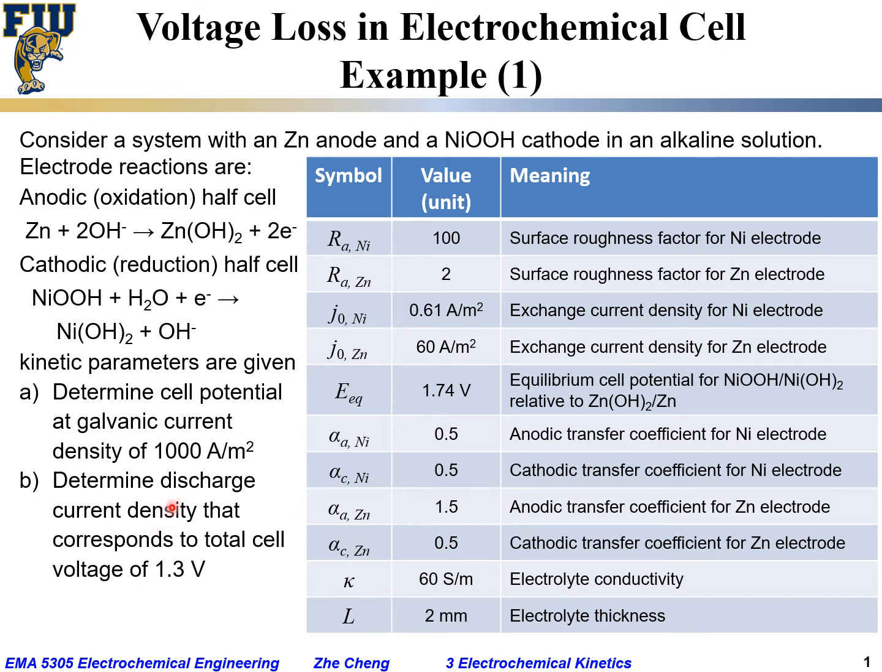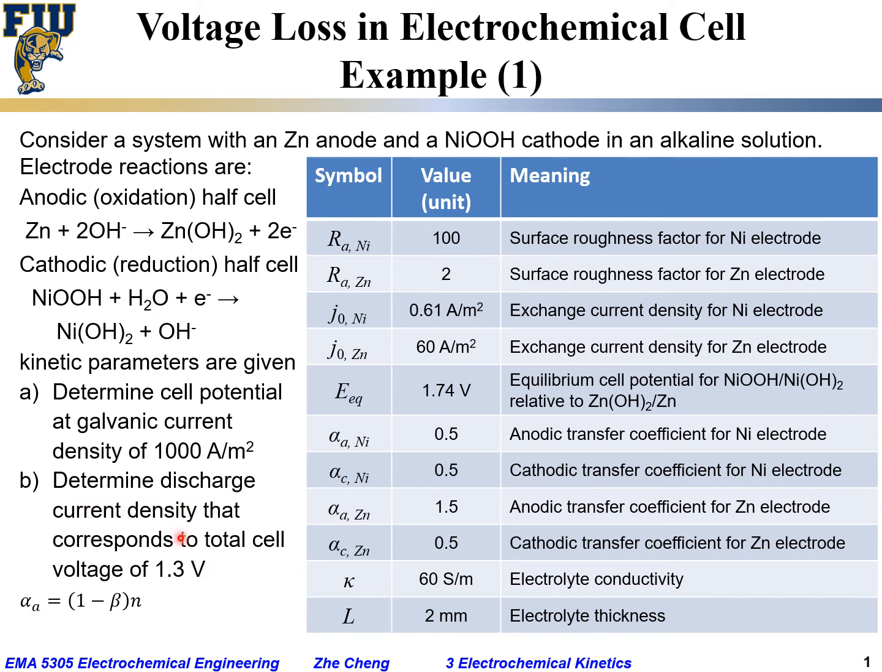The second part is to determine, if you know your total cell voltage, which is somewhat lower than the equilibrium cell voltage, which means we are in galvanic cell mode, discharging, converting chemical energy into electrical energy. And if the external cell voltage is 1.3 volt, we want to know the discharge current density.